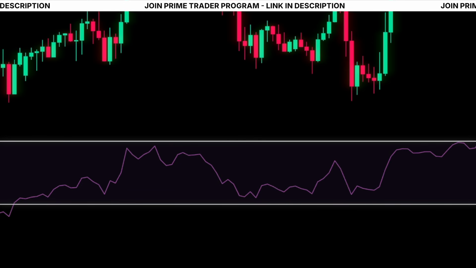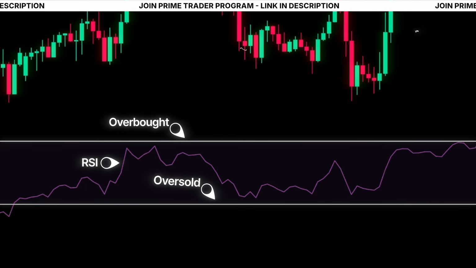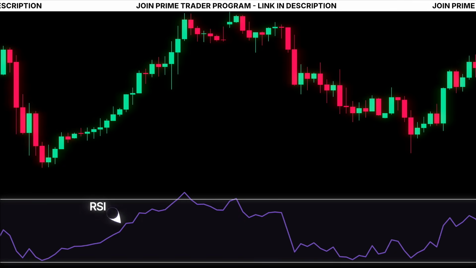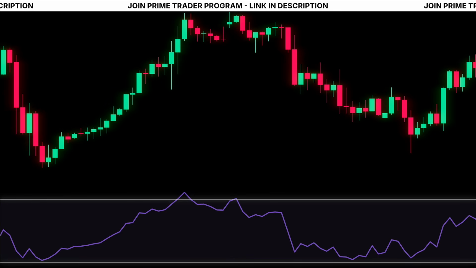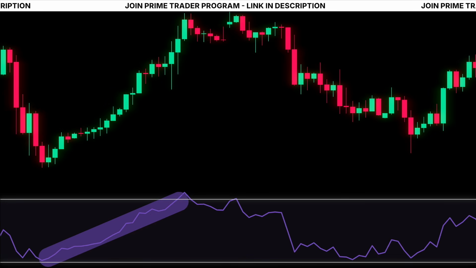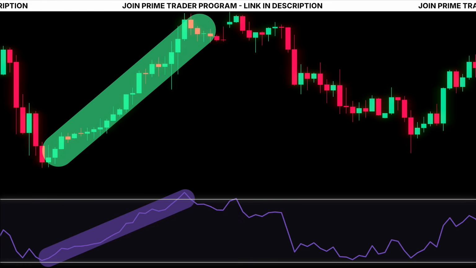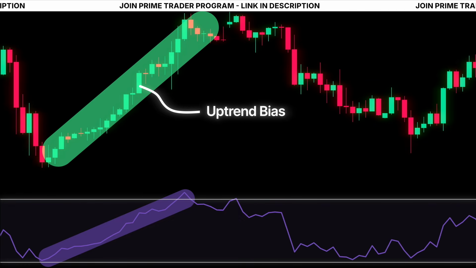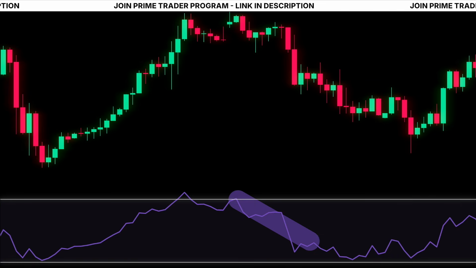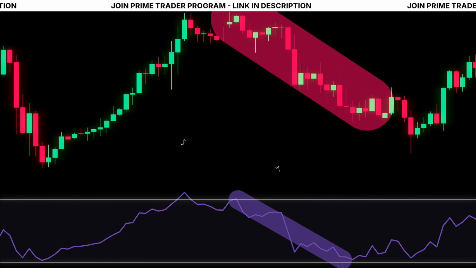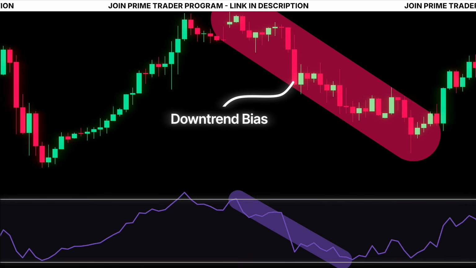There are 3 main components here: the RSI line, the overbought zone, and the oversold zone. Here, the purple line is the actual RSI line. It revolves anywhere between 0 and 100. A simple way of understanding this is if the RSI line is moving up, it indicates a bullish momentum. It signals that the price has an upward movement bias. Similarly, when the RSI is moving down, it indicates a bearish momentum. It signals that the price has a downwards movement bias.